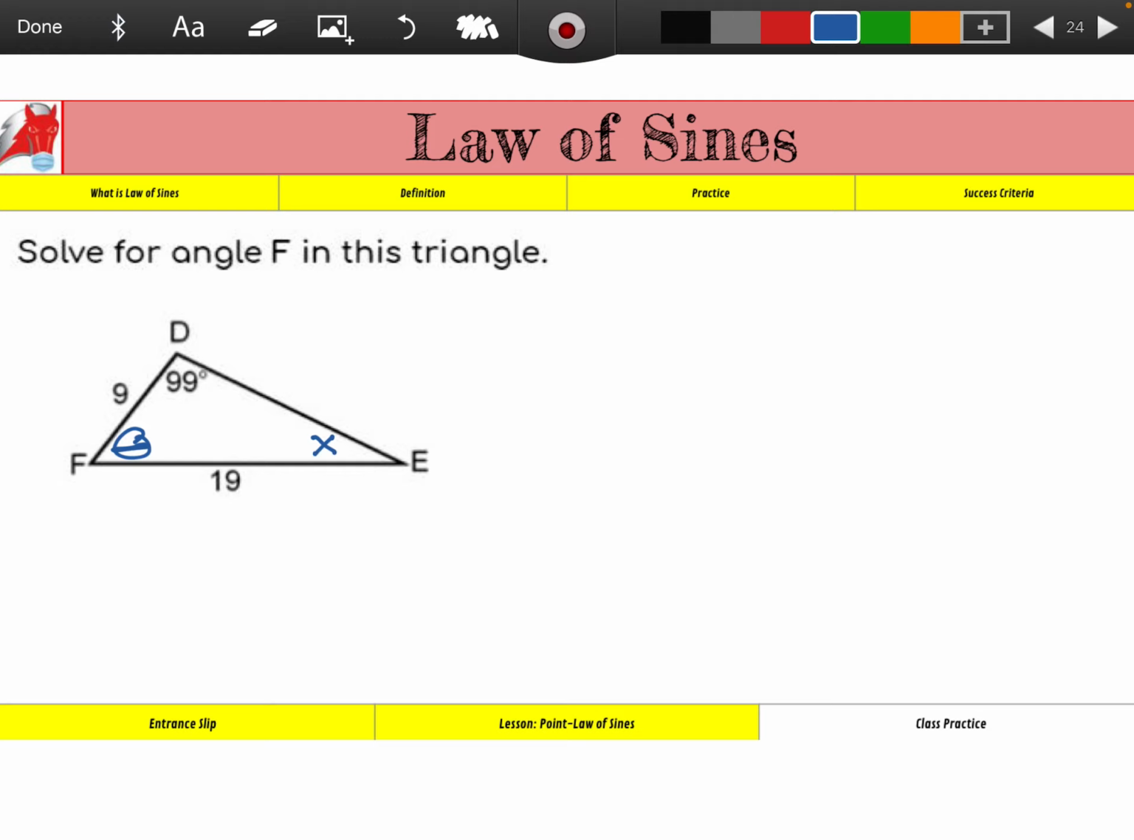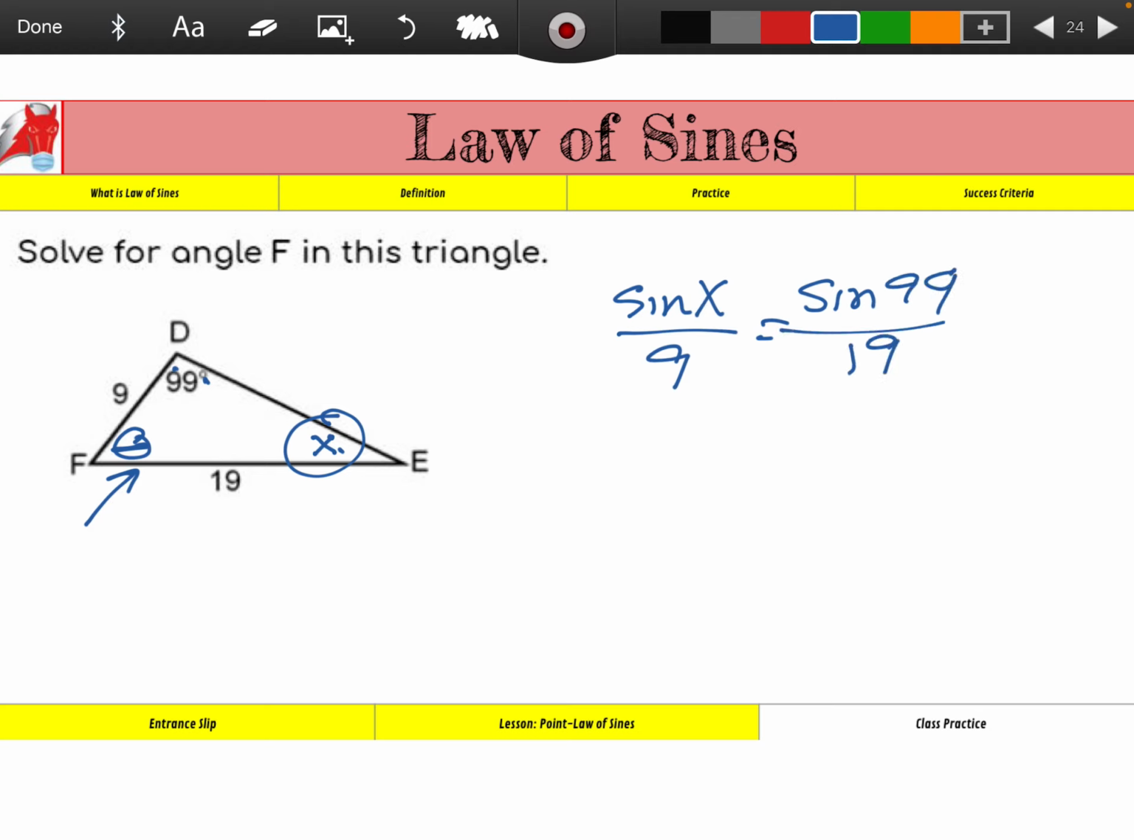All right. So I have to kind of work my way around. If I'm trying to find this, I can find this first, and then I can just simply minus these 2 by 180. So really I'm doing sine x over 9. That ratio is the same as sine 99 over 19. Cross multiply. Sine x times 19 equals 9 times sine 99.